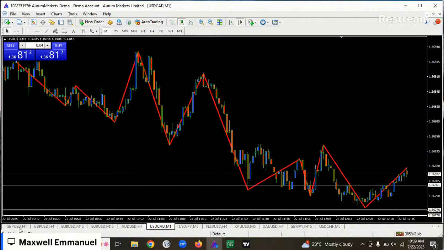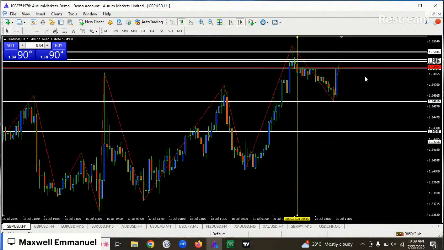My eyes are on GBPUSD. I will not miss this move on GBPUSD. I'm going to sell GBPUSD, just waiting for 1 hour to close. If it closes as a bearish reversal pattern, that's a sell for me.